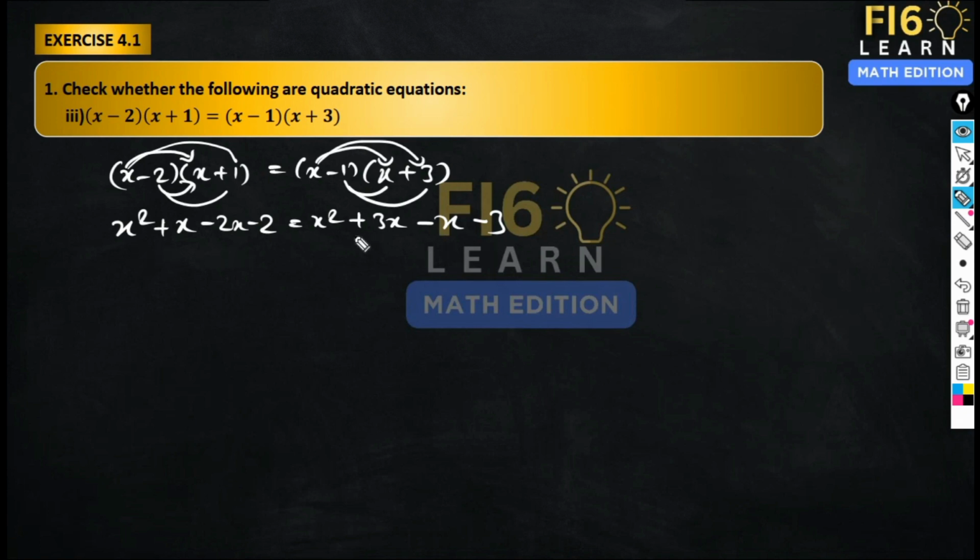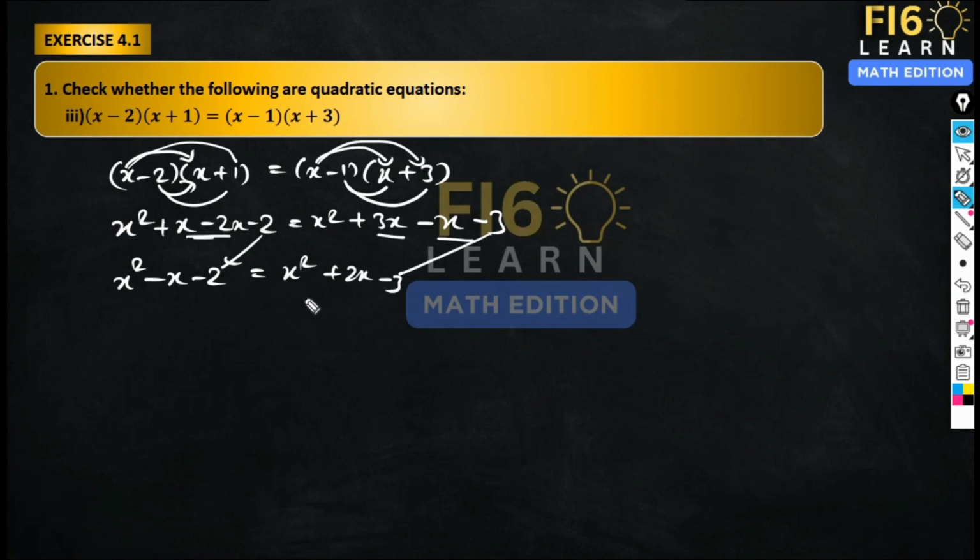So now we can bring the terms. Now we can simplify these two terms. You have two x terms on the left hand side. You can simplify them. You will get x square. x minus 2x is minus x, and this will be minus 2. This minus 2 stays as it is. And here also we have two x terms. You can do 3x minus x will be 2x, and this minus 3 will stay as it is.